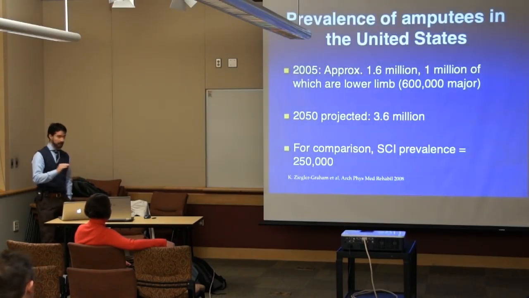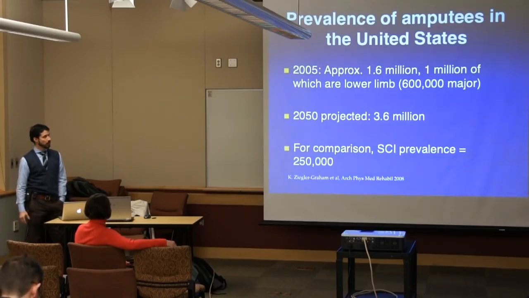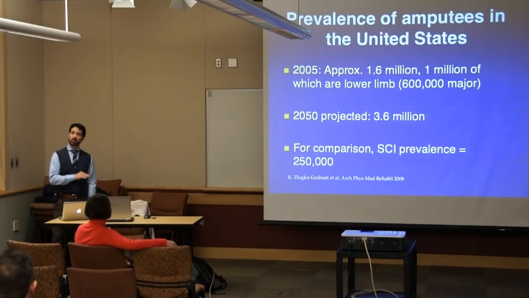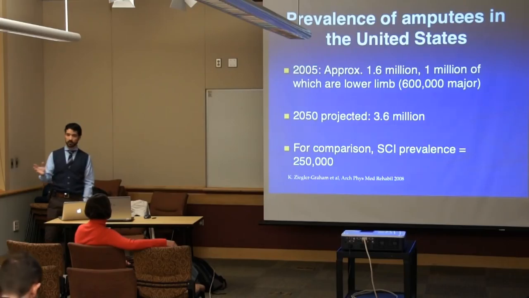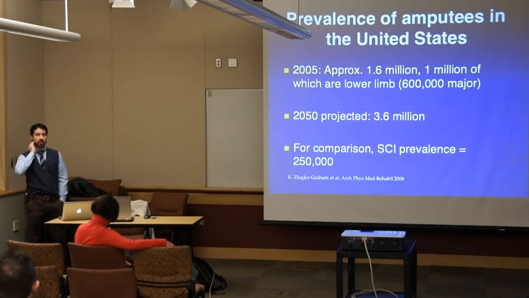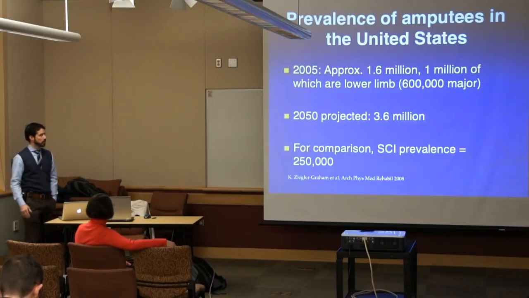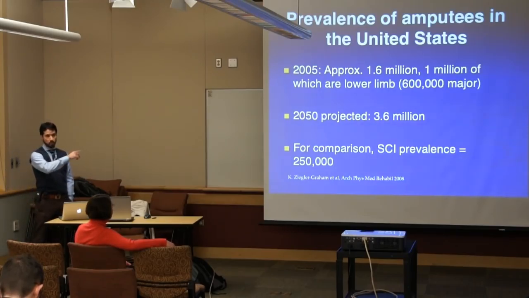To put this all into context, you may or may not be aware of the numbers here. So in 2005, there was a study done which showed 1.6 million amputees in the US, 1 million of which are lower limb. And I'm really going to focus this talk on lower limb amputees, which is most of what you guys are going to end up seeing. 600,000 of which are major, essentially meaning transtibial, transfemoral, or more proximal. So toe, ray wouldn't count as a major. This is projected to more than double.